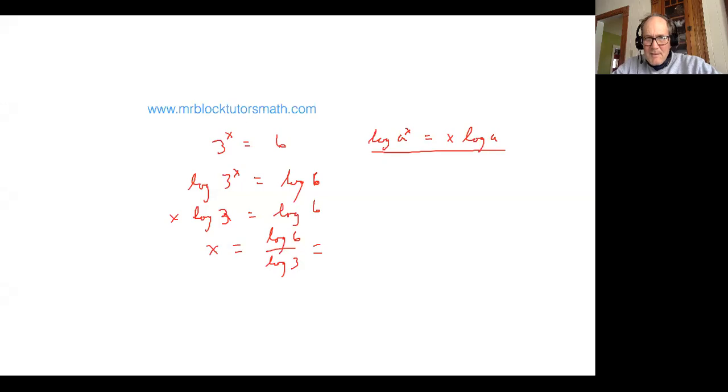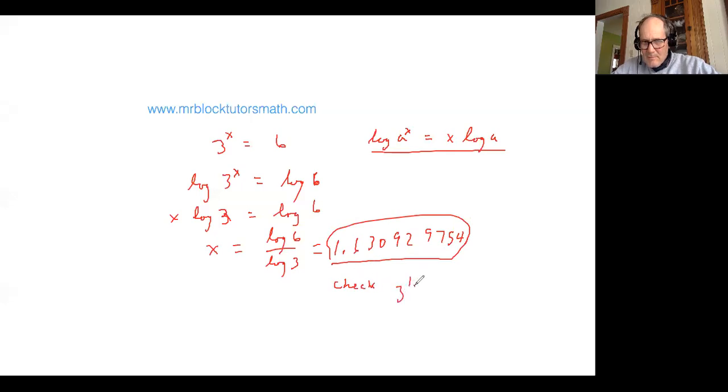Go ahead and see what you get when you plug that into your calculator. What do you get? You should get something like this: 1.630929754. You could do a check of that and plug that back into your calculator, 3 to the 1.630929754, and you should come back with 6. Check. Now, why is this true? That's what let's investigate next.